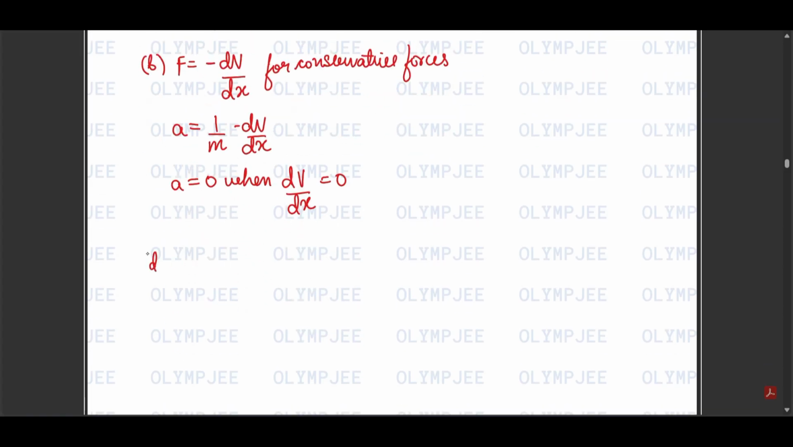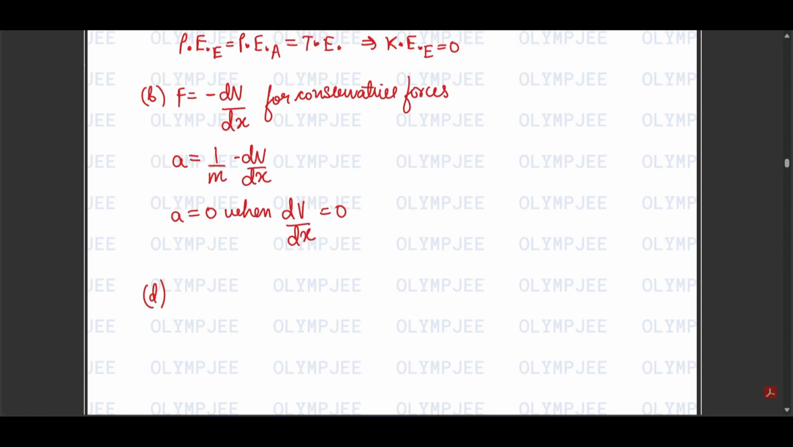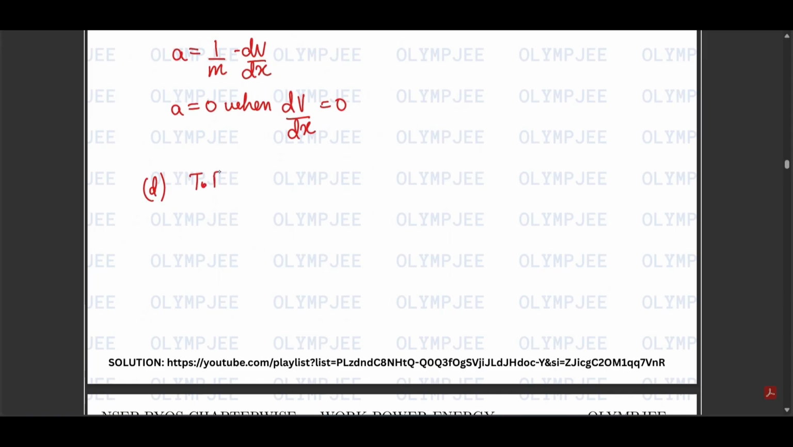Now analyzing option D, it says that the speed is maximum at point D. Okay, so we know that total energy is equal to potential energy plus kinetic energy. So for the speed to be maximum, this implies that kinetic energy has to be maximum. And since this total energy is fixed, and this sum consists of potential energy and kinetic energy, if kinetic energy has to be maximum, then potential energy has to be minimum.